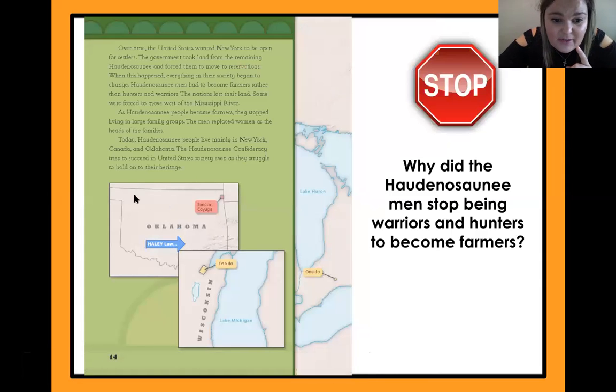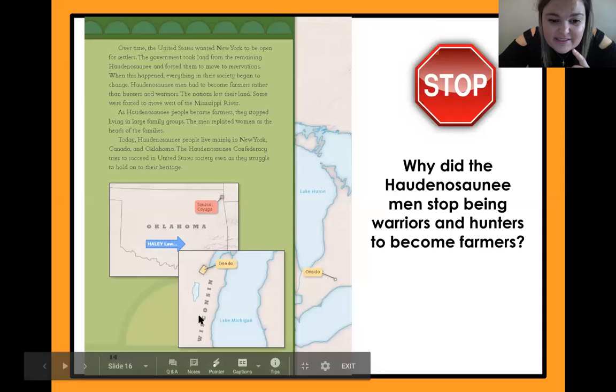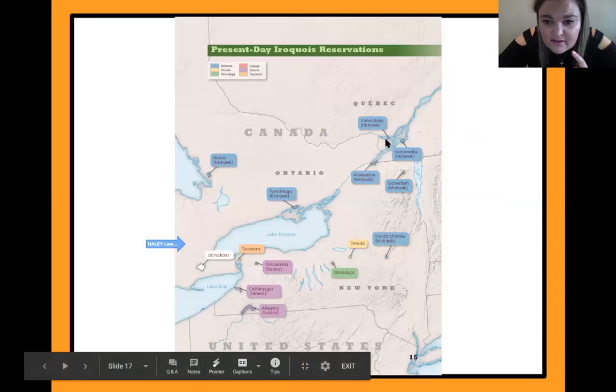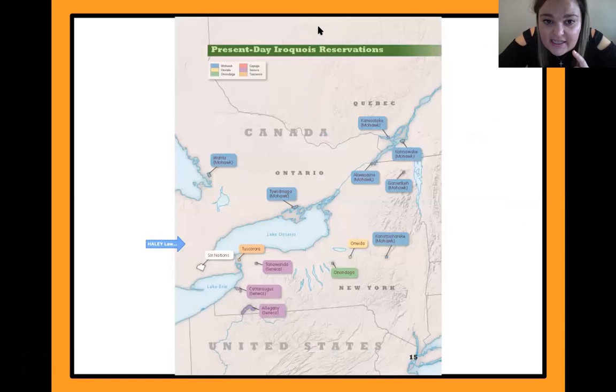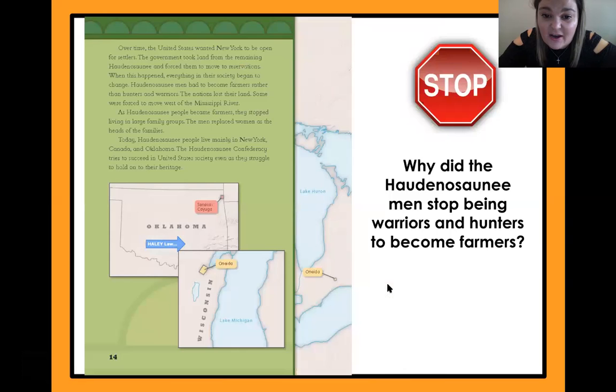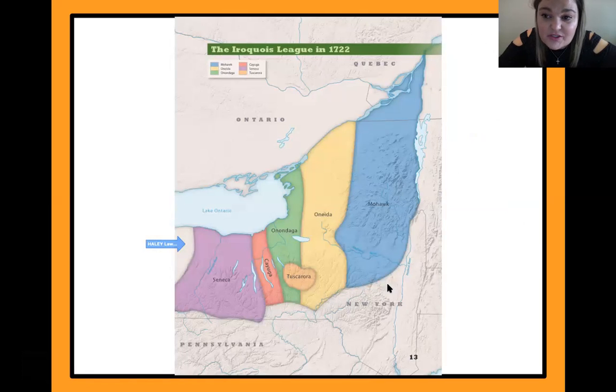Now it looks like we just have this tiny little piece in Oklahoma, this tiny little piece in Wisconsin. I'm gonna skip ahead to look. It's all these little tiny, this is present day Iroquois reservations. Look at how little land they have now. What a change. Here's what they look like now. Here's what they used to look like. What a change.